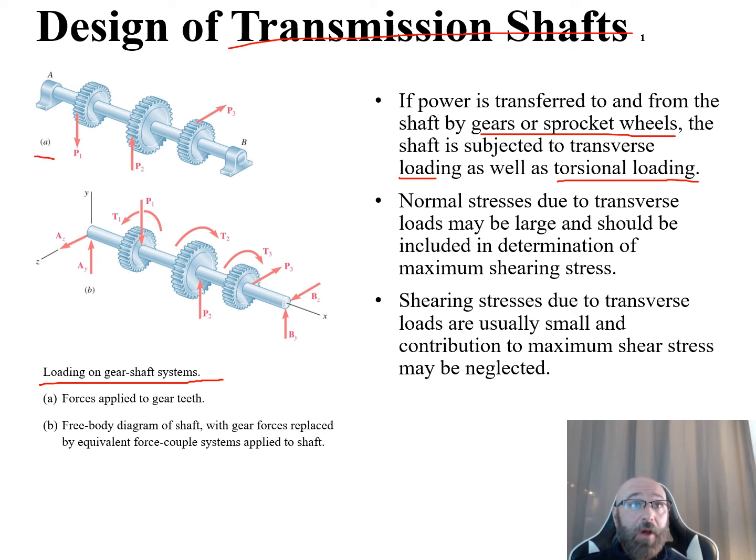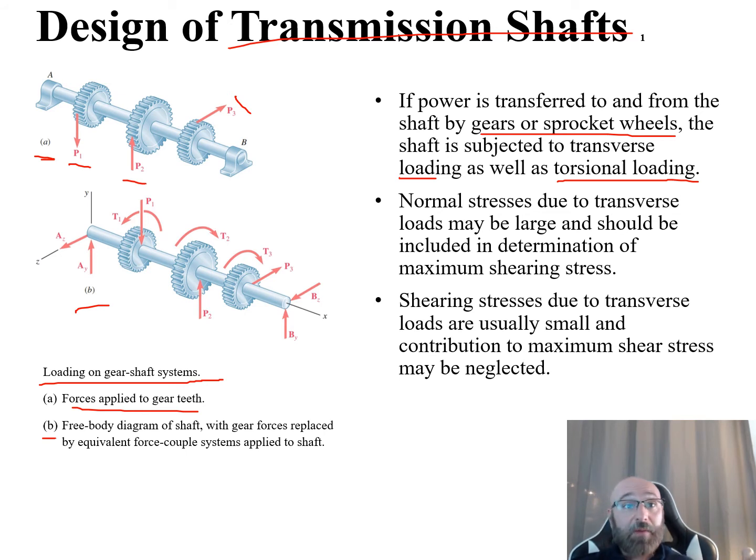In the top part, in part A, we have the forces applied to the gear teeth. So you have your P1, your P2, and your P3 applied right to those gear teeth there. Whereas down in part B, we now have our free body diagram. That's going to be useful for us as we start to get into our equilibrium equations and equations related to the rest of the problem.